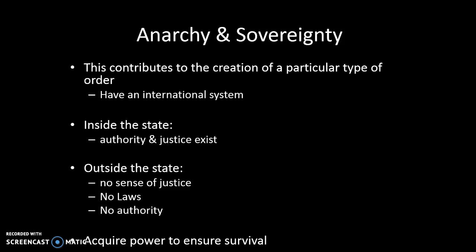Anarchy and sovereignty for a realist comes together and creates an international system. And this is to be contrasted with an international society, which is put forward by various alternative ways of interpreting international relations, chiefly the English school and more liberal interpretations. But basically, what you get in an international system is that you have authority within the state, so an elected government, and you have justice within there. But outside of the state, there's no sense of justice, there's no sense of law, and there's no authority. And this is why you need to be strong, you need to have strength in order to ensure that you can take care of yourself.